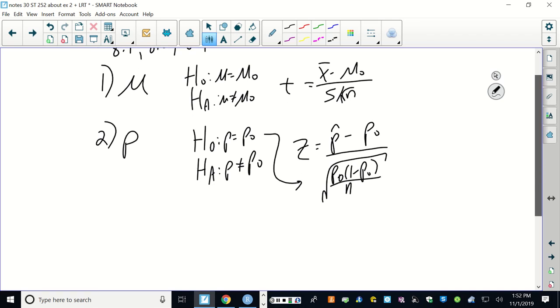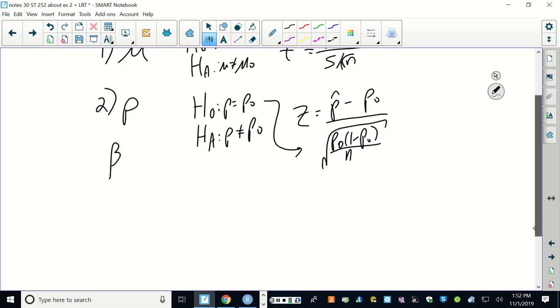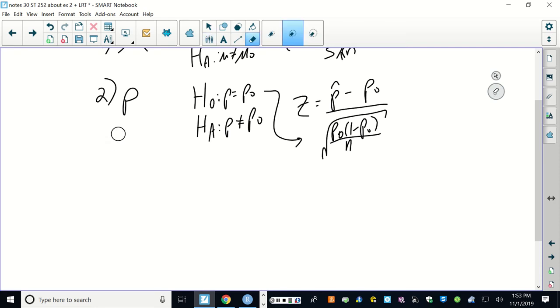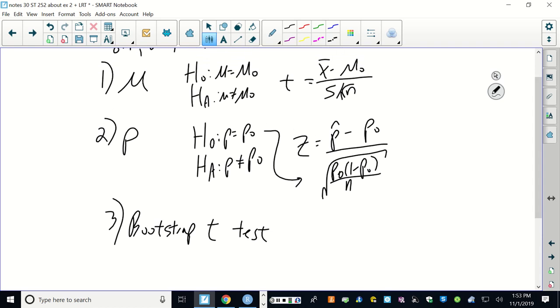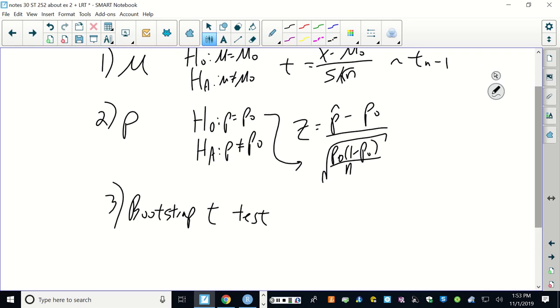Another way we did the test is the bootstrap t-test, where the bootstrap procedure is very similar. This thing is distributed as t with n minus 1 degrees of freedom, but if we don't think the sampling distribution is quite normal, we can simulate that. So in the bootstrap t-test, you make a bootstrap sample, calculate new t values, and then compare your actual t statistic to that reference distribution.